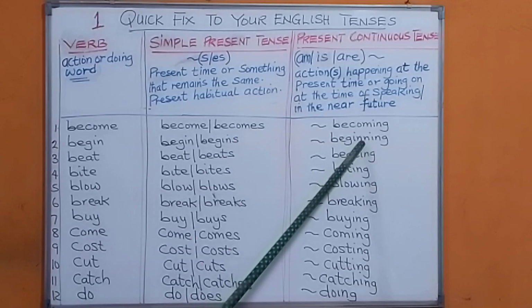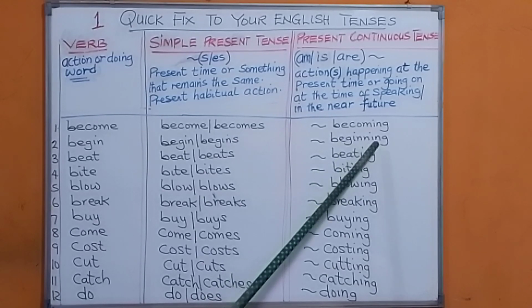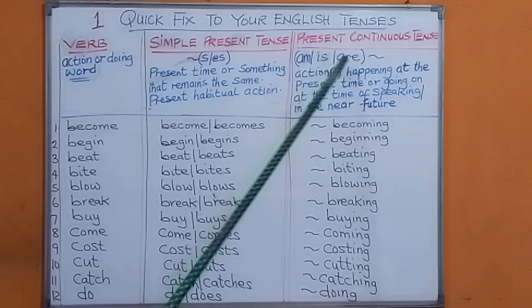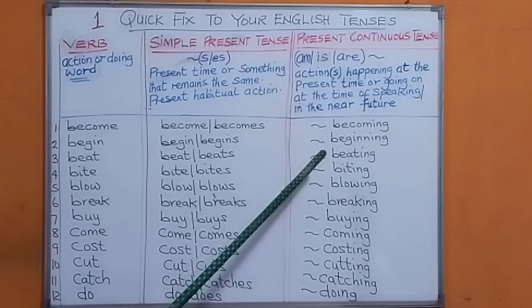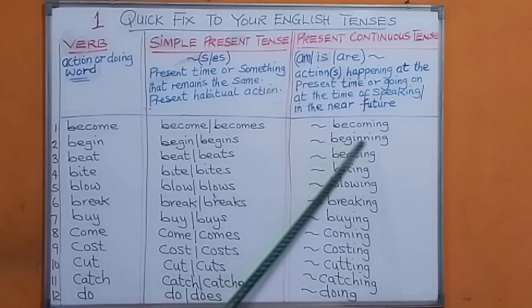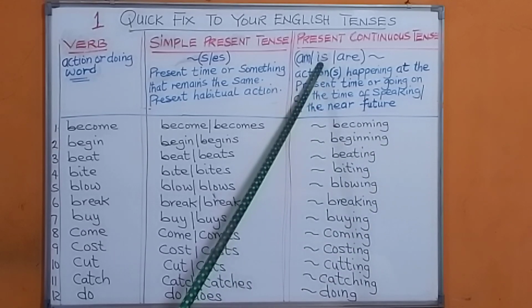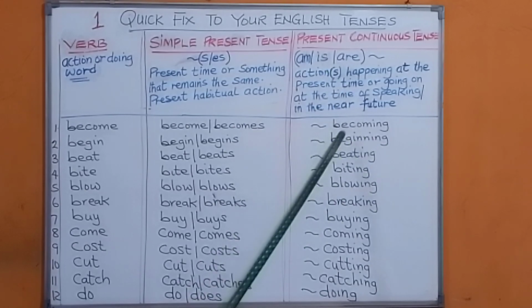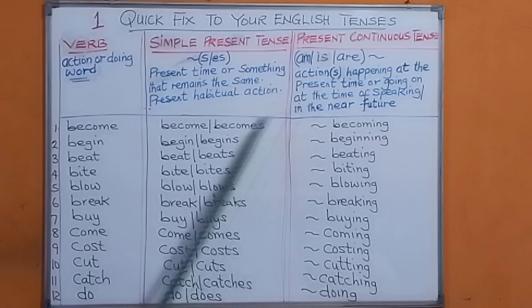If you are using that in the present continuous, it's going to be beginning. But you are going to add am if it's I, or is, singular, or are, plural. So you say, I am beginning a new work. If it's one, you say, he is beginning, she is beginning, Lamin is beginning. If there are many, you say, are beginning.